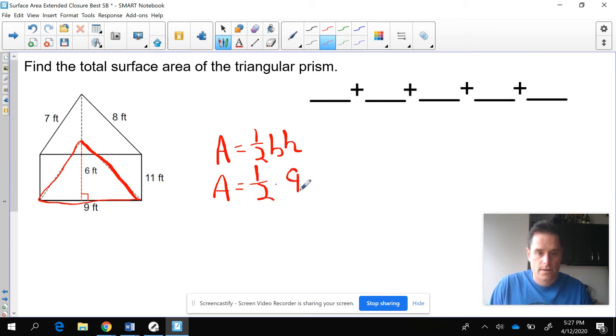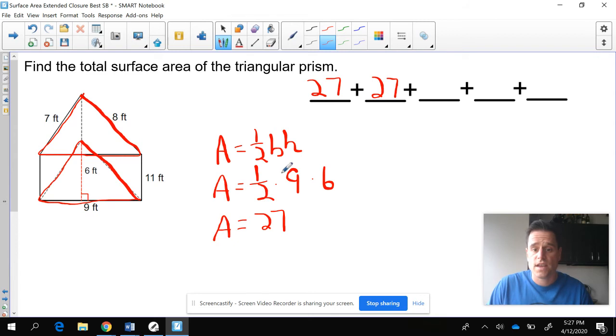It's going to be 9 times that 6. Half of 6 is 3. 3 times the 9 is going to be 27. And we're going to write in 27 here. And the front part of that triangle, we have 2 triangles here. So this triangle is going to be the same. 27 and 27.